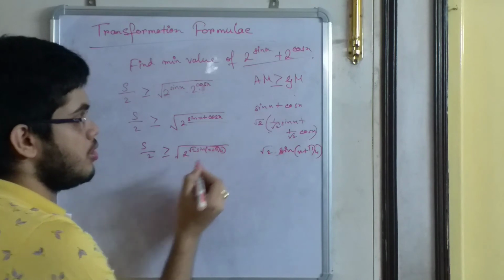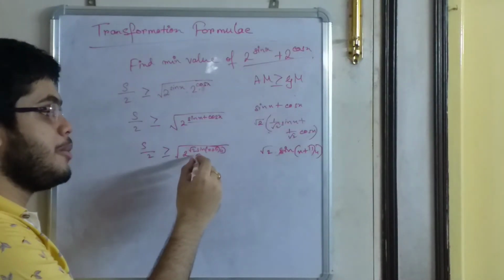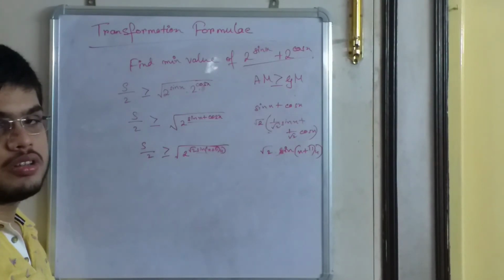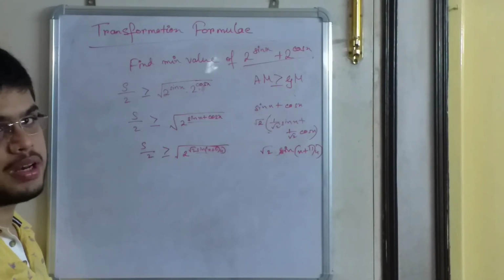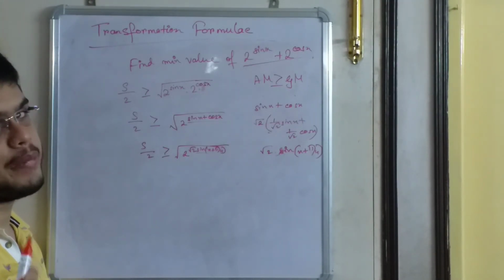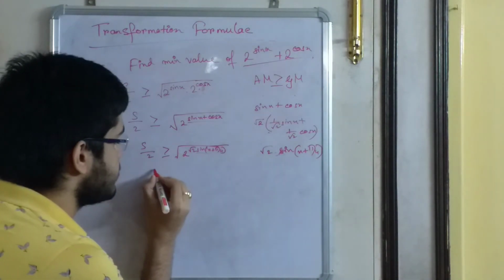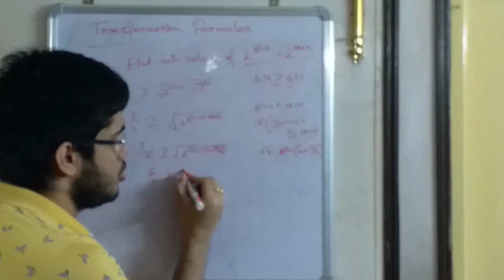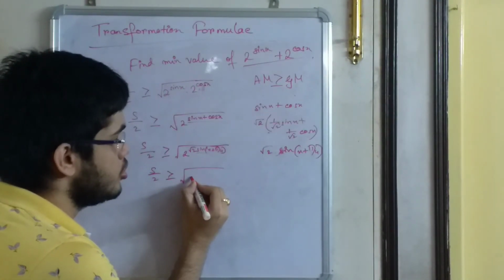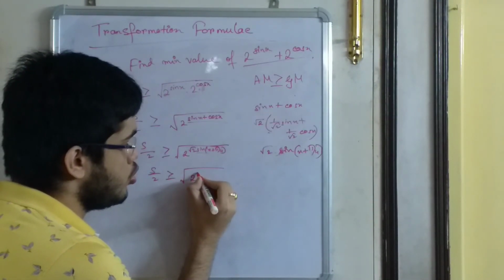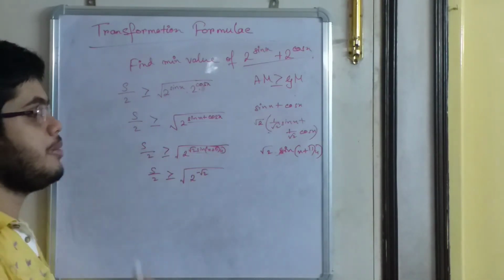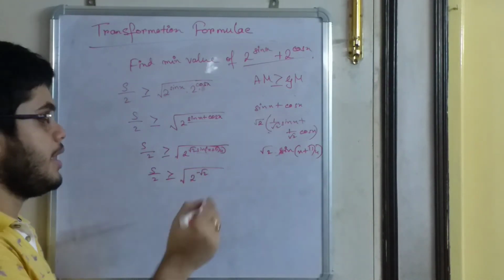And now what is the minimum value of this sin (x plus pi by 4)? See, the sin theta value will always be between -1 and 1. So the minimum value can be -1. Okay, so S by 2 is greater than or equal to root over 2 to the power minus root 2. Okay, we are finding the minimum value. So 2 to the power minus root 2.